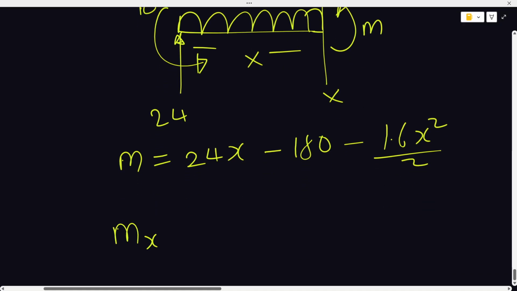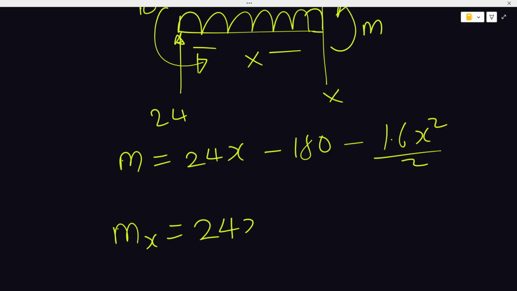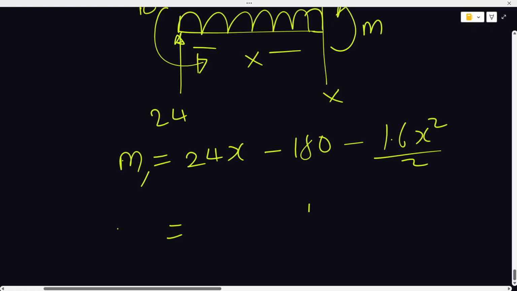Mx is equal to 24x minus... just the same thing. Let me not try to solve anything. So Mx, because we're dealing with x.